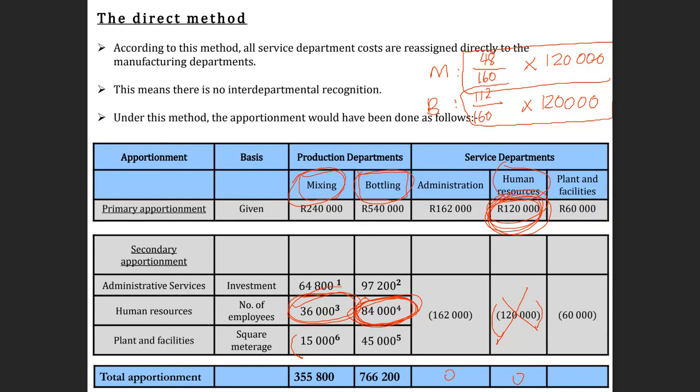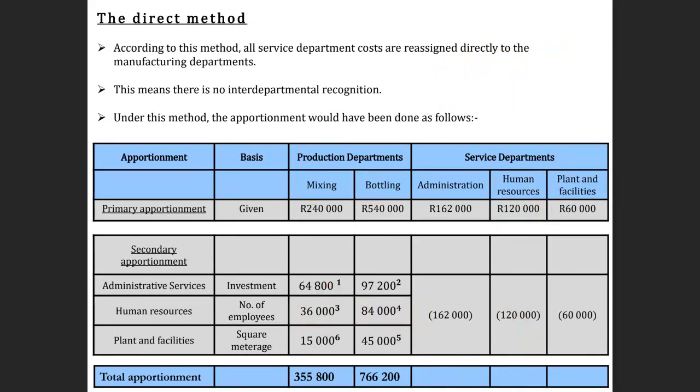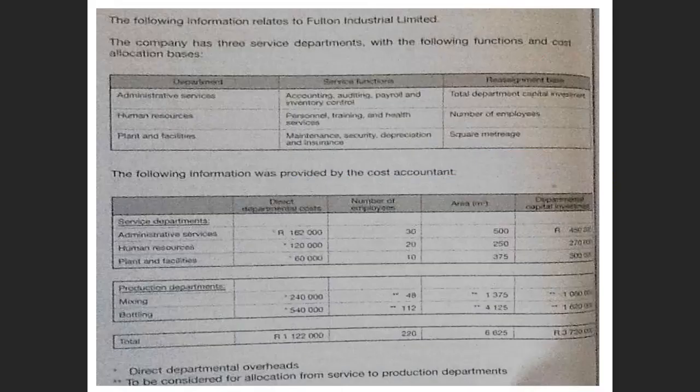And then the last one is your plants and facilities. So your plants and facilities has a total cost of 60,000 Rand. So we listed it out here, plants and facilities. Now we need to know how much of the 60,000 Rand is allocated to the mixing department and how much is allocated to the bottling department. So we'll create our fractions and then we will multiply that by the 60,000 Rand to determine how much is allocated to each department.